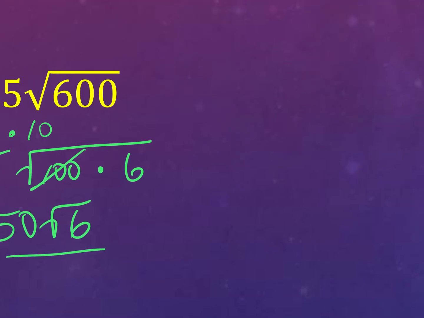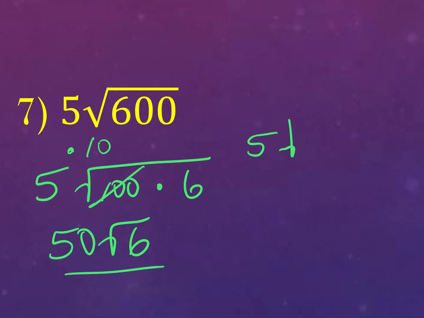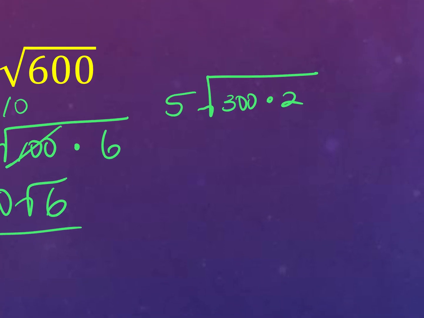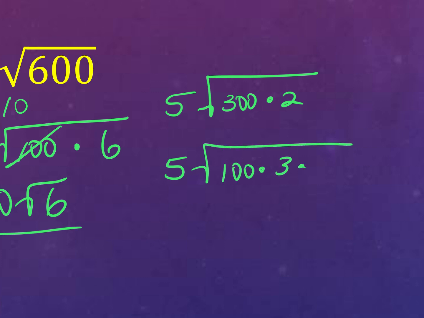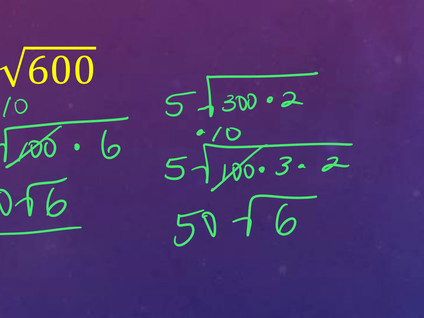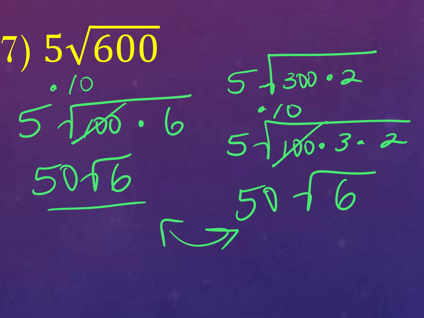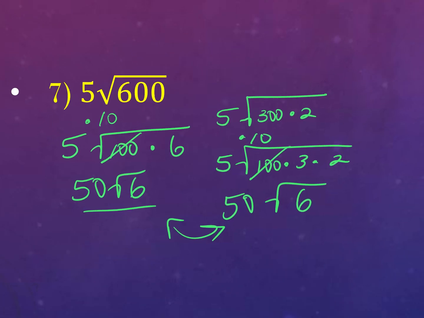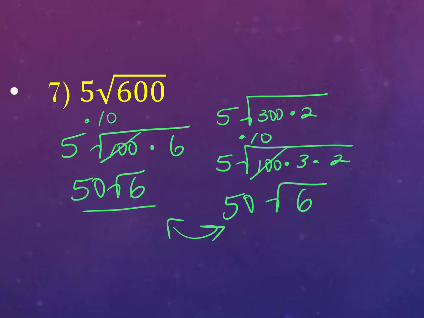If we would have gone with 300 times 2, can I break down 300? To what? 100 times 3 times 2, right? Where's your perfect square? It's in 100. So the 10 would come out. 5 times 10 is 50. And then 3 times 2 is 6. Same thing, right? Yeah? Good deal, good deal.